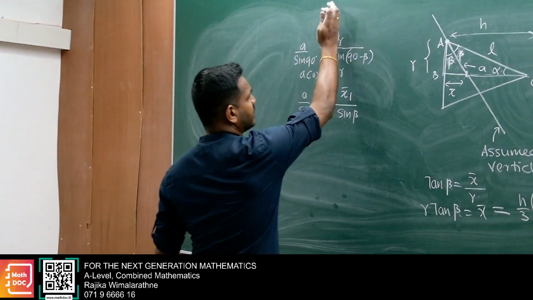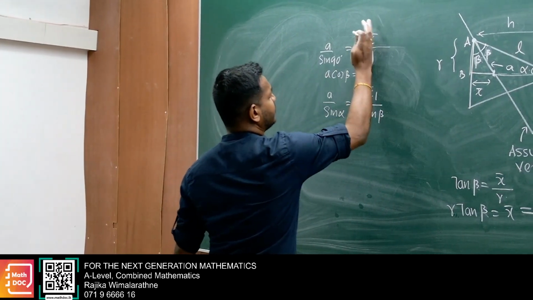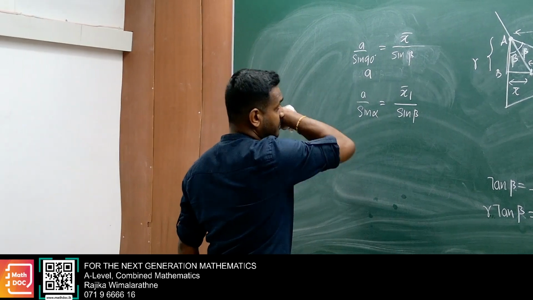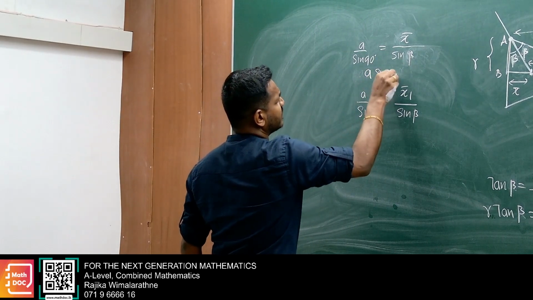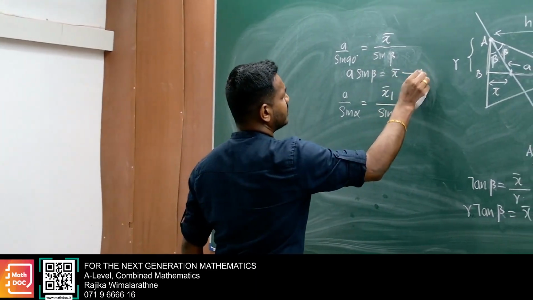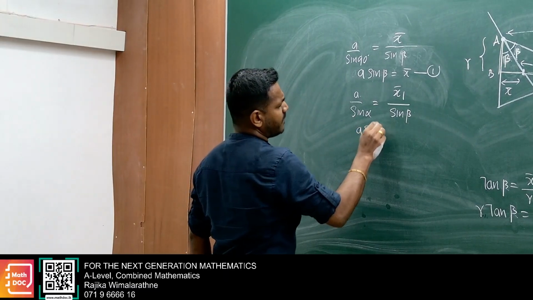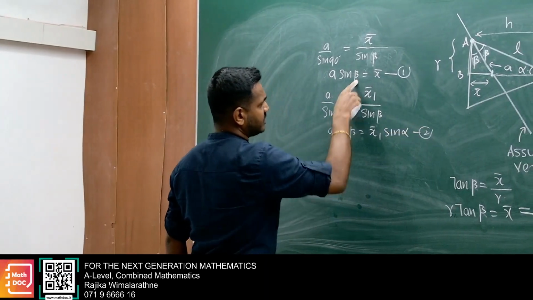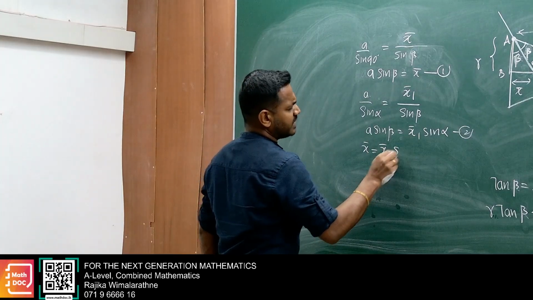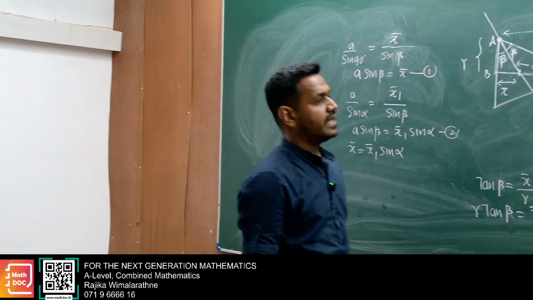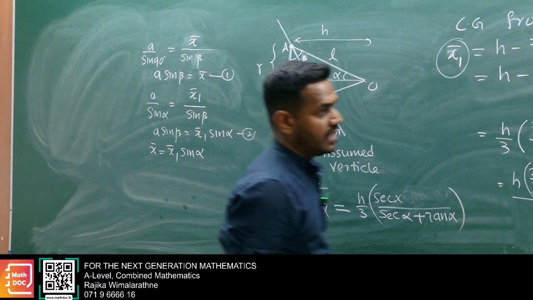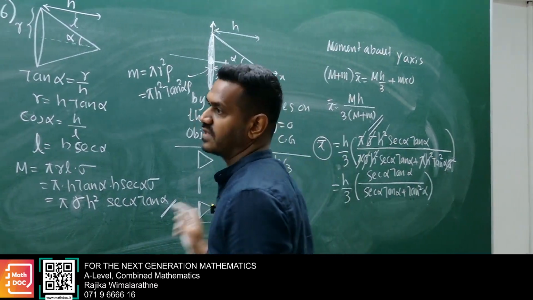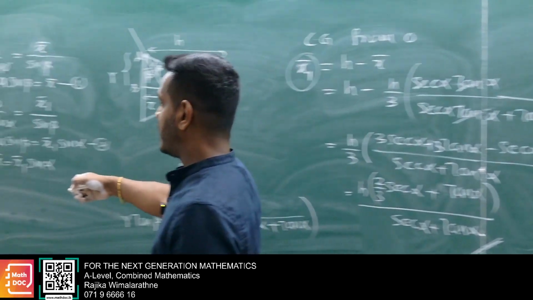x bar over sin beta. A sin beta equals x bar. And here A sin beta equals x bar 1 sin alpha. Then x bar equals x bar 1 sin alpha. Here x bar 1 and here x bar. Then take those two and put them here. Then we have the relation, you can simplify.